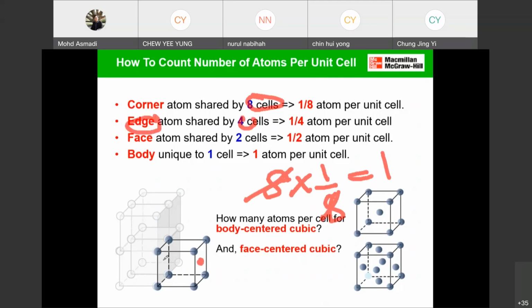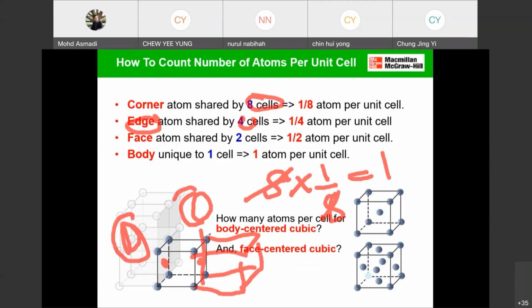Similarly for the face, I think this side. There is a half, since if there is another cube here, you share the face with that cube. When you cut here, this becomes half. This one also becomes half. When you combine the atom at the face, it becomes one atom, meaning 2 cells equal half for one unit cell at the face. And then the body is the center, meaning there is a full atom, equal to 1 atom per unit cell.